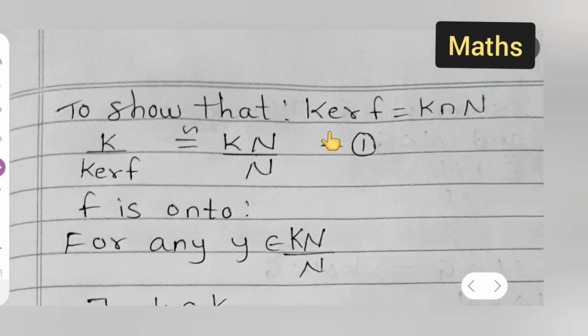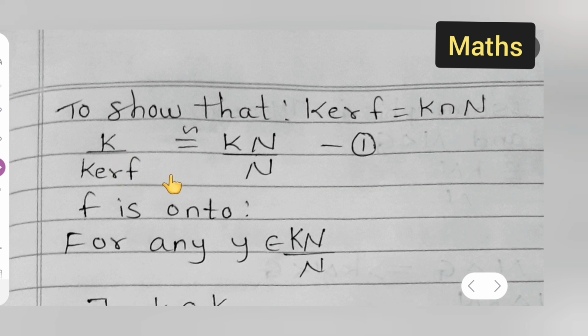Now to show that kernel of f is equal to K intersection N. Because we got this part, the statement of the proof you all can see. We need only this kernel of f to be K intersection N. Now we need to prove that.